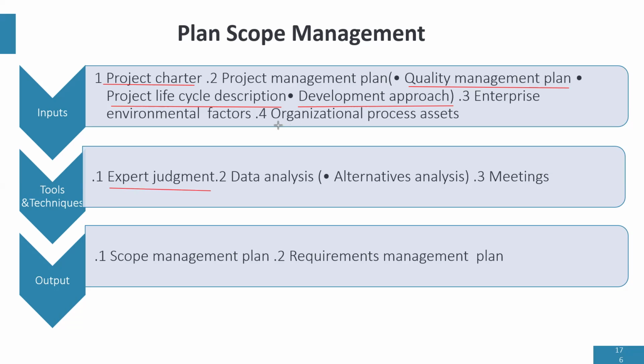Now, I forgot to say something in the inputs. Organization process assets is very important in a lot of processes. Why? Number one, from organization process assets, we get historical information, right? So what does that mean? It means that if you've handled a project that is similar to the project you're handling, if you go to organization process assets, you can bring out historical information. Another thing that you can bring out is lessons learned, right?